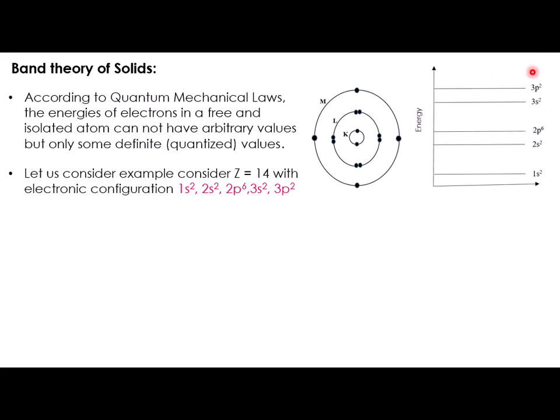These energy levels are very much distinct, they are quantized, and this we concluded from the quantum mechanical theory of the atom. That quantum mechanical law says the energy of electrons in a free and isolated atom cannot have arbitrary values, but only some definite or quantized values. These are those definite and quantized values of those electrons.